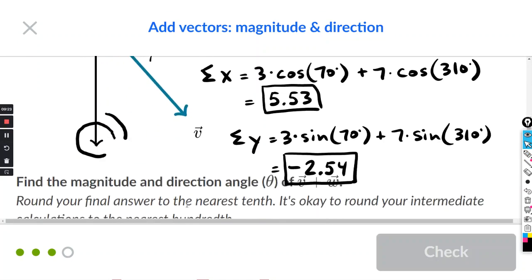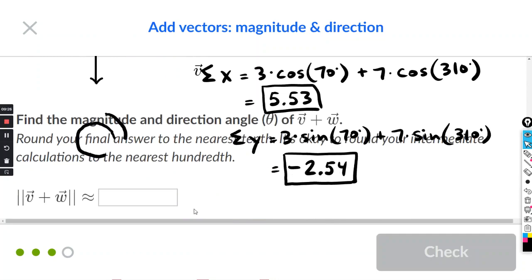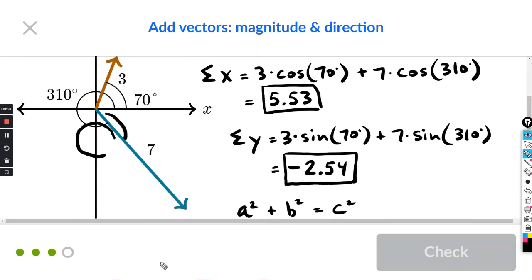So let's enter the answers. Whoops, I forgot Pythagorean theorem. Okay, a squared plus b squared equals c squared. The x component is 5.53. The y component is negative 2.54. But really, you don't need to worry about the negative at this point because you're going to square it anyway. Okay, and the resultant vector is going to be the hypotenuse c.